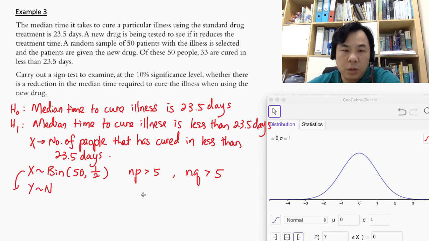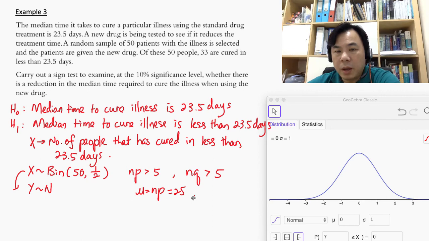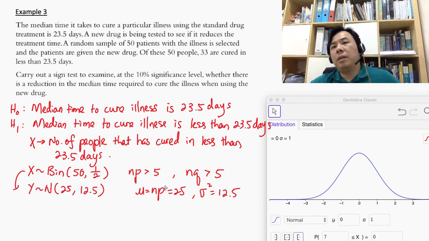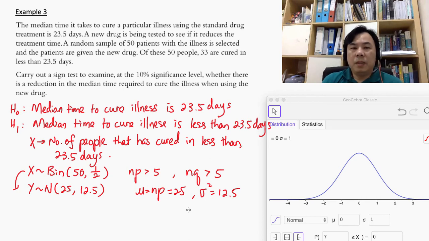Right. Now, the normal distribution will have a mean of np, which is actually 25, and the variance will be 12.5 here. Right. So therefore, this can be approximated using a normal distribution of mean 25 and variance of 12.5 here. Right. I hope that's clear. Okay.